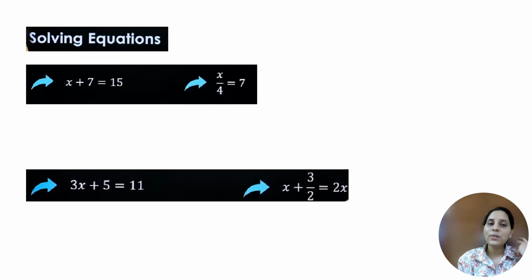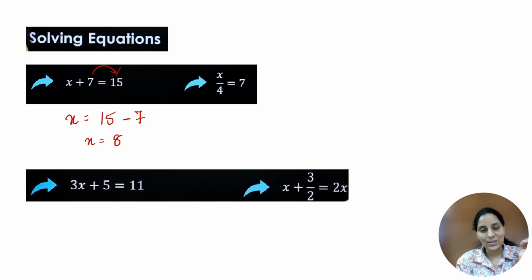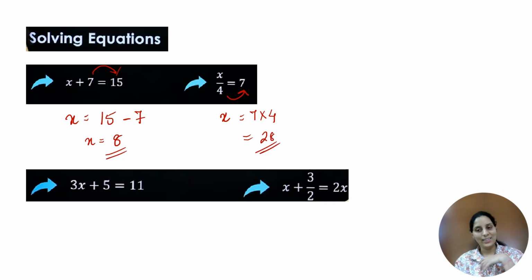First one, x plus 7 is 15. Since I need to find x, I will transfer 7 to the other side. Make sure you always write what term it has first. It has 15 already on its side. After this, I am going to write its transposed term, which is minus 7. So from this, I get x is equal to 8. Now next one, same. 4 is dividing, on the other side it multiplies. So 7 into 4, which is equal to 28.